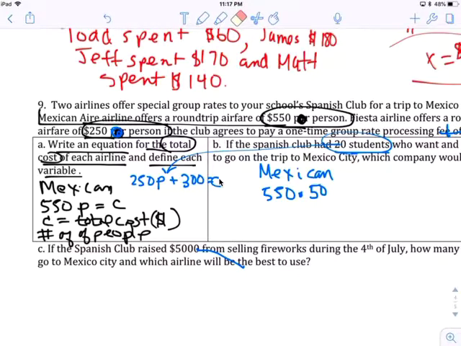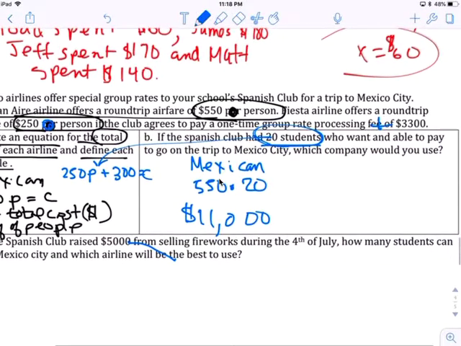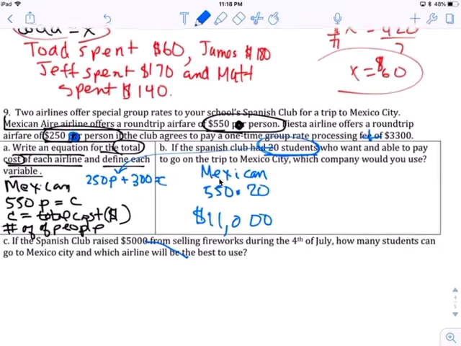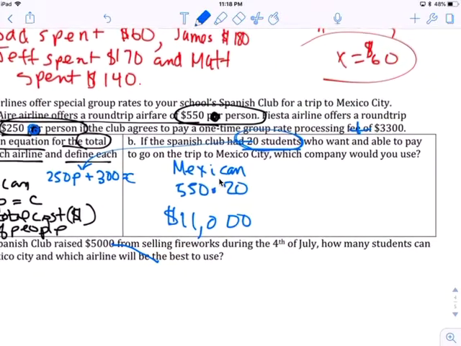Okay, multiply that together. Use a calculator here, 550 times 20. Not times 50, oh my God. There's 20 people going. $11,000. Okay, so how about for Fiesta?